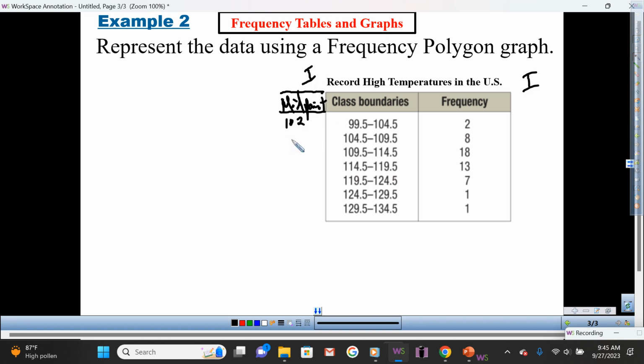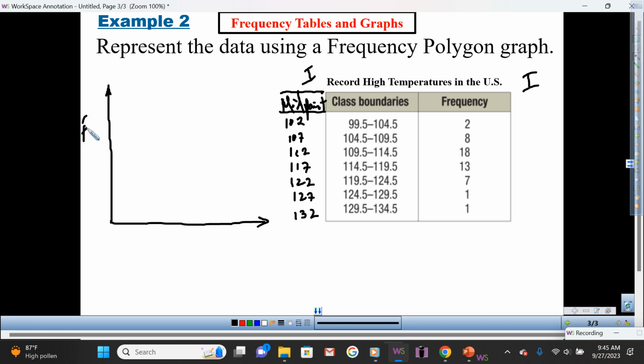So 102, 107, 112, 117, 122, 127, 132. Step 3, what do we do step 3, everyone? Yeah, our X and Y. It's going to go pretty fast, so stay with me. Once again, this is our frequency. And we said by 2s, 2, 4, 6, 8, 10, 12, 14, 16, 18, 20.